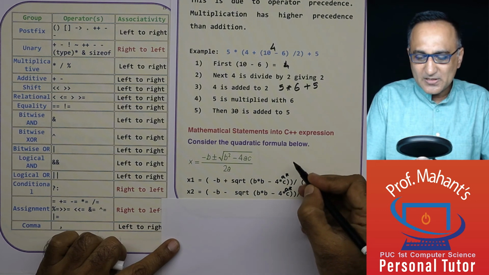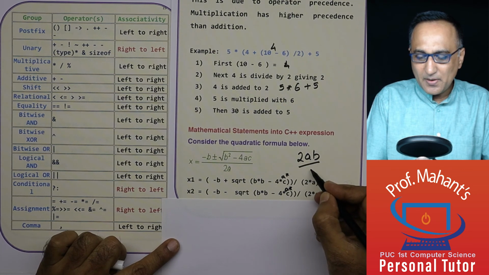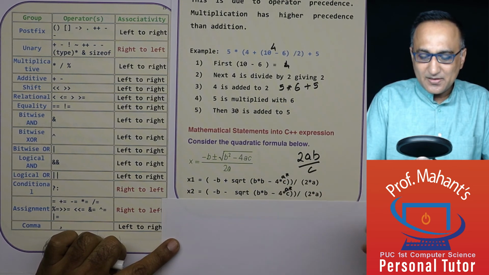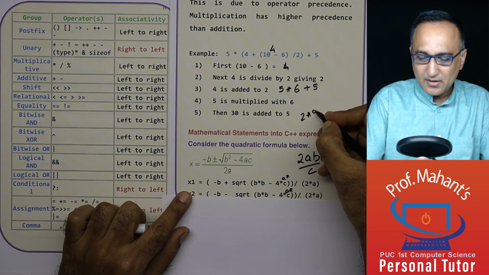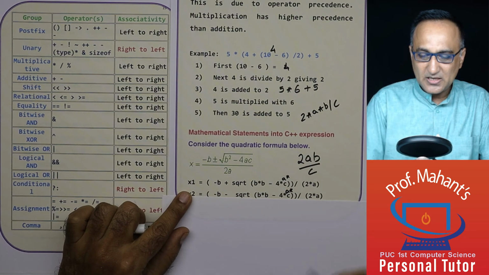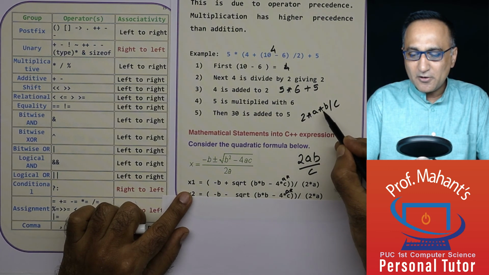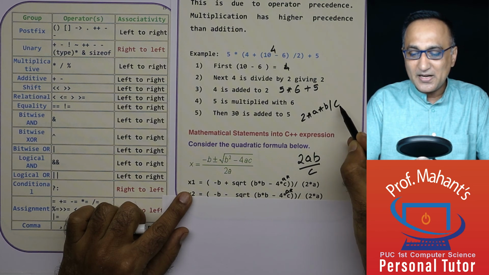Suppose you have something like this. You have 2ab divided by c. Do not write this fellow like this in C programming: 2 star a star b upon c. What will happen here? Luckily for you, the priority of everything is equal, so it'll multiply 2 with a, then it will multiply b and divide by c.